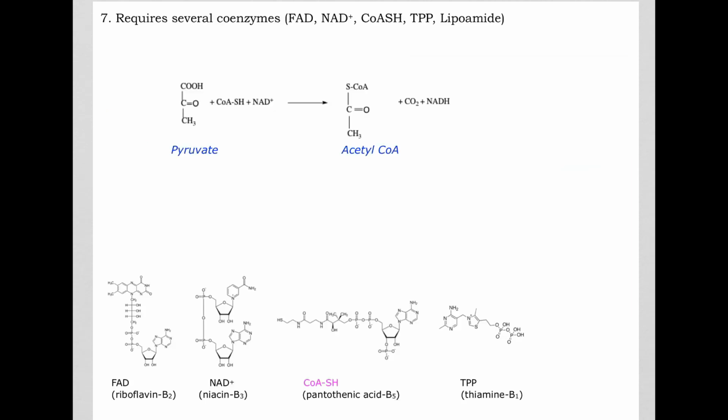Now this very important reaction, the PDH complex reaction, requires the help of many coenzymes. FAD, for example, is derived from the vitamin B2, riboflavin. NAD is derived from niacin, or B3. Coenzyme A is derived from pantothenic acid, or B5. Thiamine pyrophosphate is derived from thiamine, or B1. And there is the lipoamide coenzyme that is part of E2, which we'll see in a few seconds.